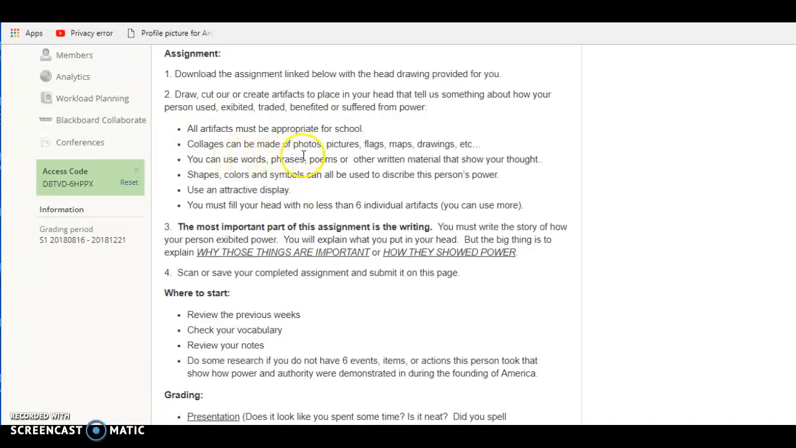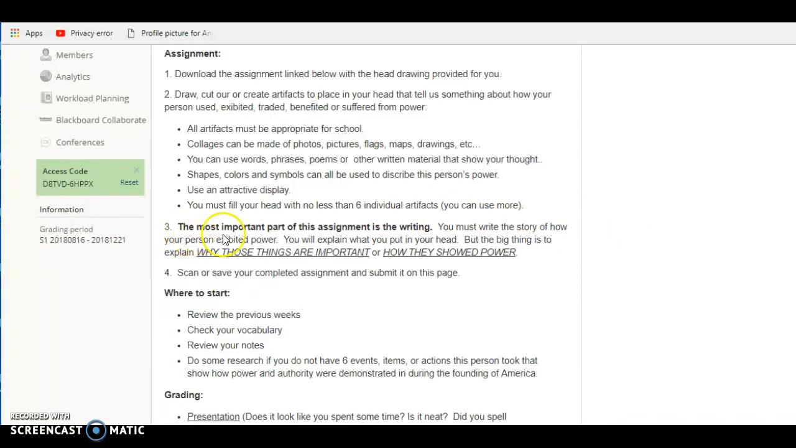Collages can be made of photos, pictures, flags, maps, drawings, etc. You can use words, phrases, poems, or other written material that show your thought. Shapes, colors, and symbols can all be used to describe this person's power. Use an attractive display. You must fill your head with no less than 6 individual artifacts, and you can use more.